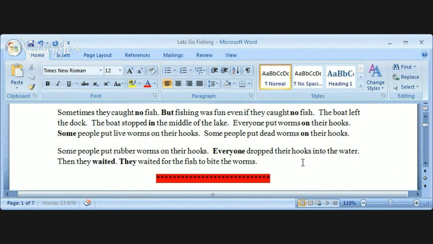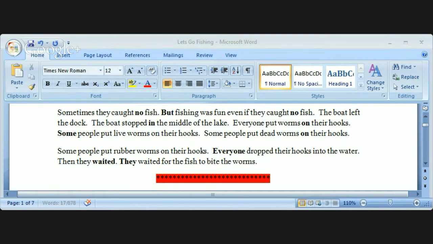The boat left the dock. The boat stopped in the middle of the lake. Everyone put worms on their hooks. Some people put live worms on their hooks. Some people put dead worms on their hooks. Some people put rubber worms on the hooks. Everyone dropped the hooks into the water. Then they waited. They waited for the fish to bite the worms.